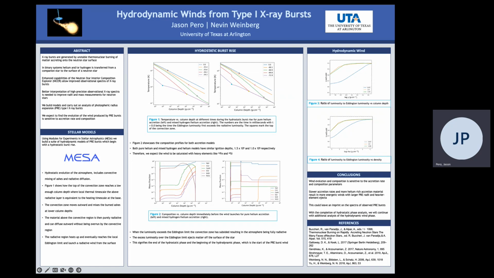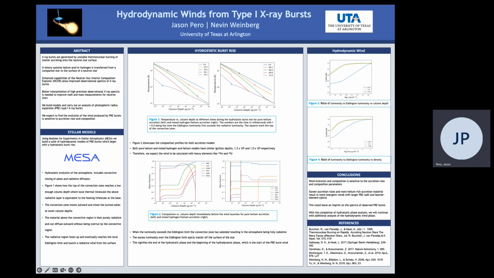We use the open source software package Modules for Experiments in Stellar Astrophysics, or MESA, to build a suite of hydrodynamic models of photospheric radius expansion X-ray bursts. We start by simulating the hydrostatic evolution of the atmosphere, including convective mixing of ashes and radiative diffusion. Next is the hydrodynamic evolution of the photospheric radius expansion wind.